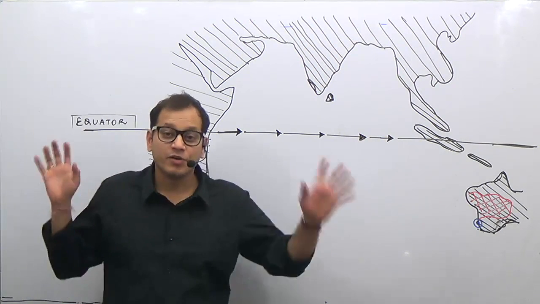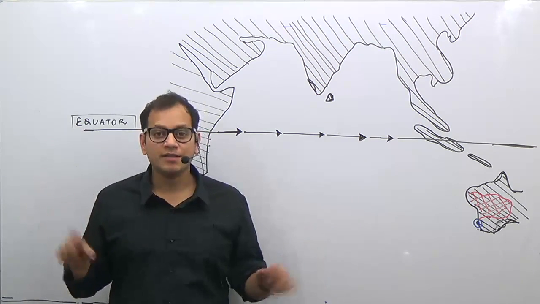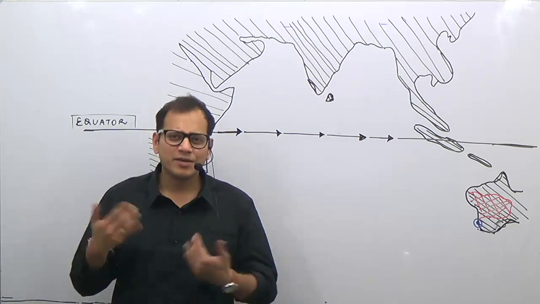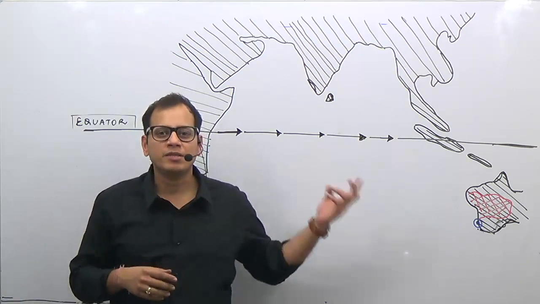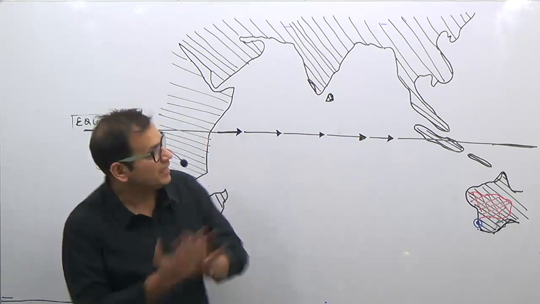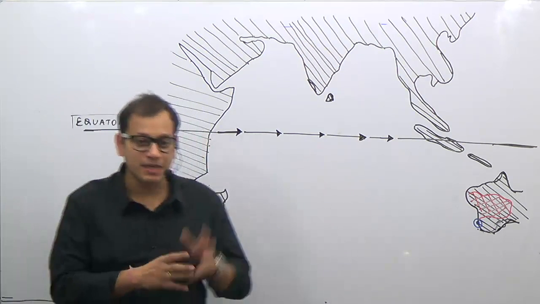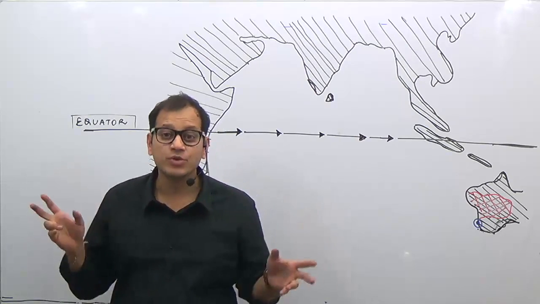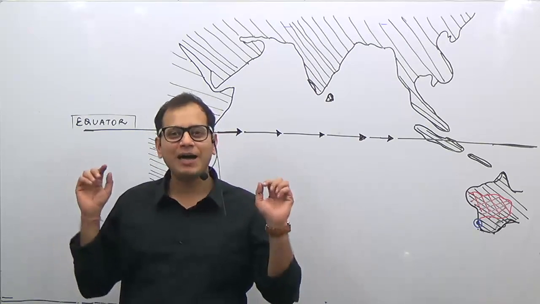Hi friends, we have already studied the currents of the Atlantic and the currents of the Pacific Ocean. It was more or less the same, only the names were different. Now look at the Indian Ocean. From the diagram itself, we can say that the Indian Ocean is half an ocean. What do I mean by half an ocean?